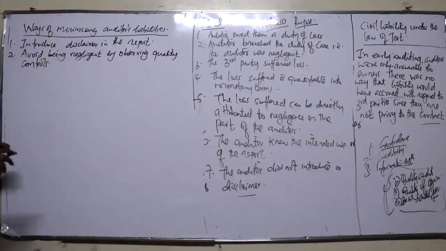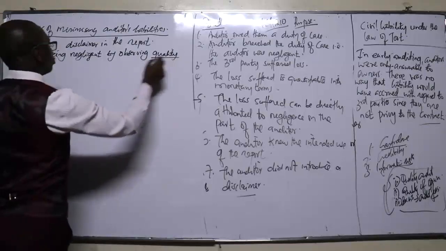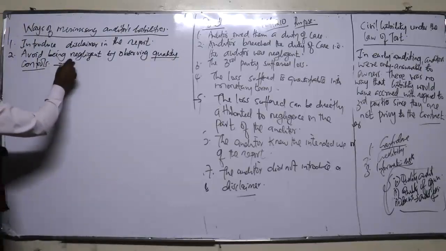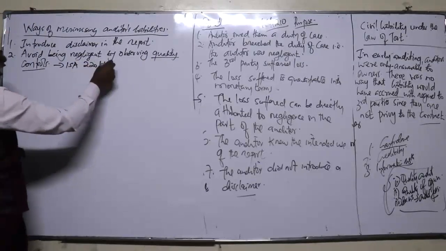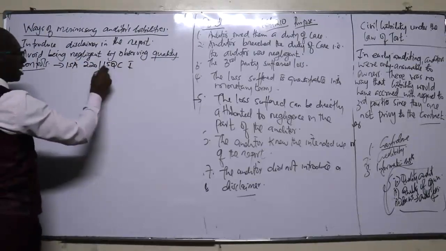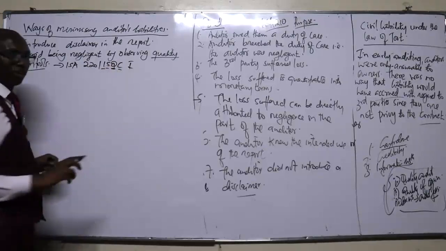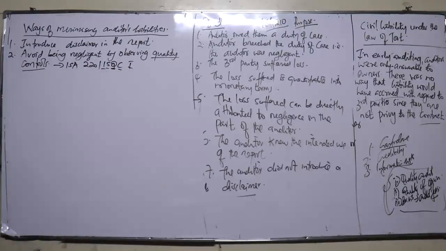Quality controls are another topic we discuss later. This is discussed under ISA 220 or ISQC 1, international standards on quality control. What do we need to do as auditors to ensure we perform a quality audit? A very small topic, but very, very important. So we avoid being negligent.